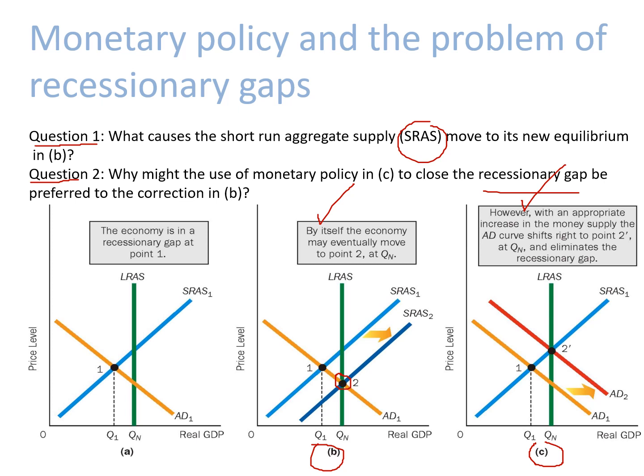Now in graph B, they close the recessionary gap by a shift in the short-run aggregate supply, and the way this happens is low prices lead to lower nominal wages, which leads to a right shift of short-run aggregate supply, closing this gap. On the other hand, in graph C, they close the recessionary gap by expansionary monetary policy, which will increase the aggregate demand, and this will push up the price level and increase real GDP.